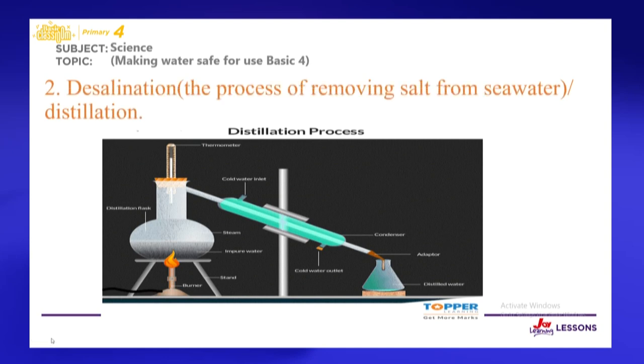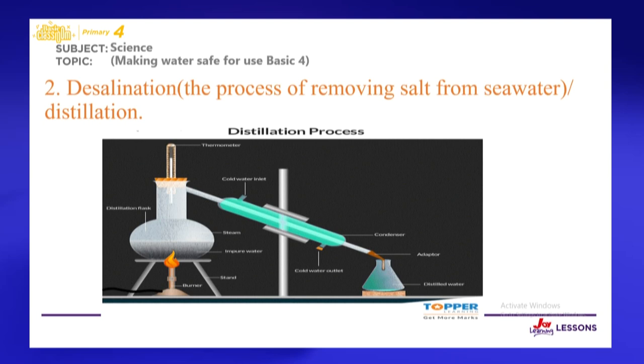Another method is desalination. When we say desalination, you are removing salt from the water. Desalination, the process of removing salt from the water. Or you can also say distillation. So even the seawater, you can make it safe for drinking. Now, in the lab, you can do this method. You get the water, for example, salty water or sea water that contains salt, into the distillation flask, as you can see on your screen.